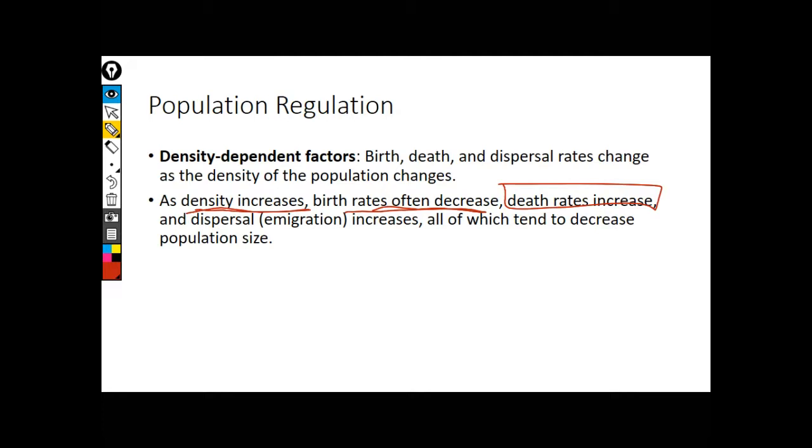Dispersal also tends to increase. I don't want to hang out with you guys anymore. I don't have any elbow room, I don't have any food, I cannot breathe around you. And so I'm just literally going to walk away from this situation. And those situations intuitively are going to decrease the pool of population in the room.